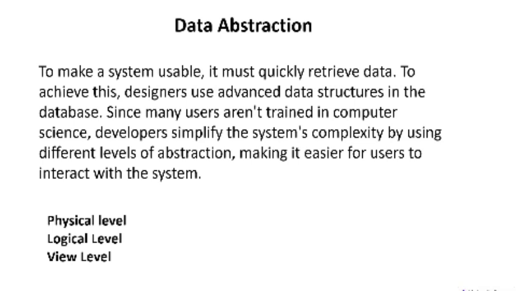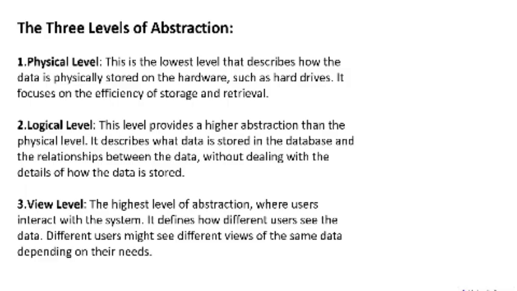There are three types of levels in this. First is physical level, second is logical level, and third is view level. Physical level. The physical level is the lowest level of abstraction in a database system. It deals with how the data is actually stored on the hardware, such as on disk or other storage devices. Think of this level as the behind the scenes part of the database, where the raw data is organized and stored in file blocks and other formats.